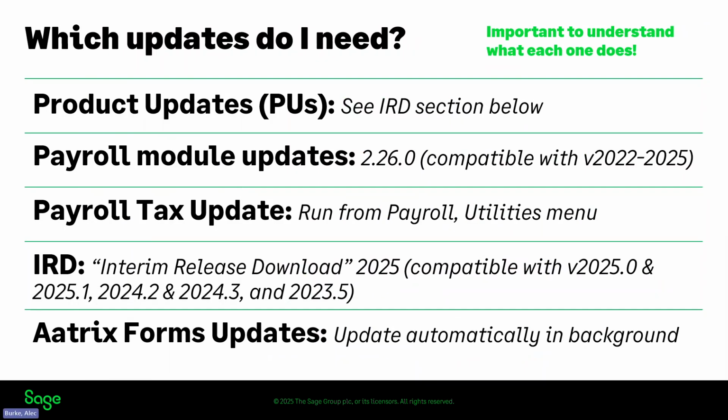And that, again, updates all the modules except payroll. So the payroll module is going to have its own series of updates. Right now, the latest one coming later this month is 2.26. It's really short form for the year, so 2026. The next one after that would be 2.26.1 when that comes out next year. This is going to update the payroll module program code.